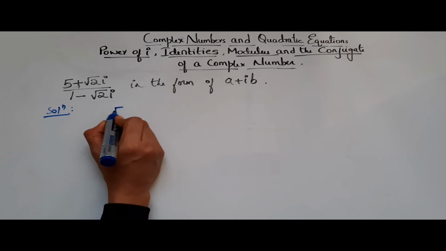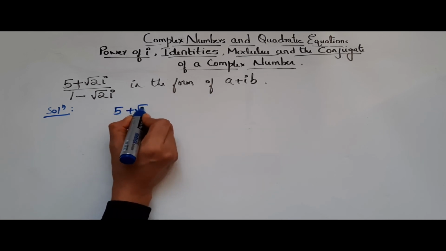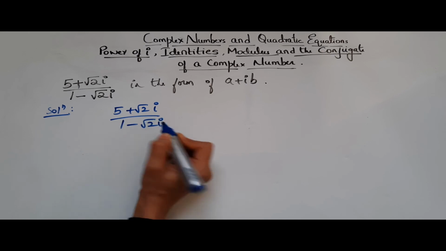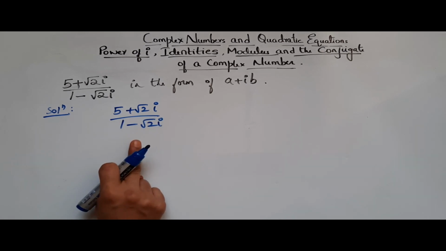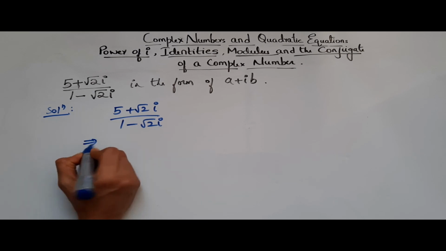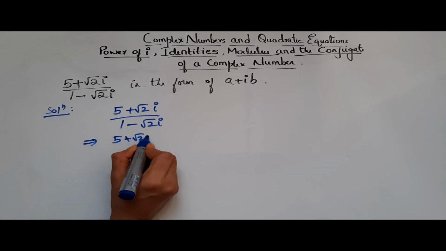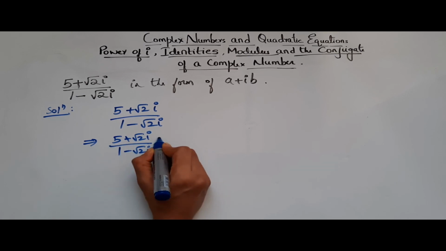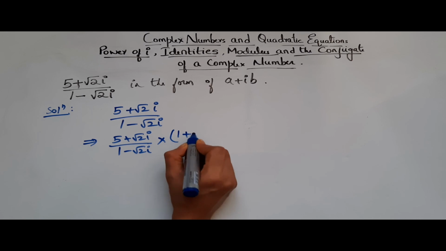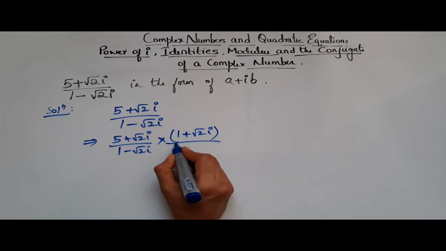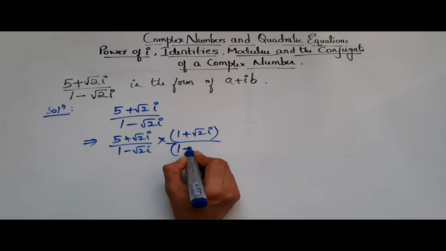So we have 5 plus root 2i by 1 minus root 2i. So here you have to proceed by multiplying and dividing by the conjugate of the denominator. So this implies 5 plus root 2i by 1 minus root 2i multiplied with 1 plus root 2i. This is the conjugate of the denominator, right? When you multiply you have to divide as well. So 1 plus root 2i.